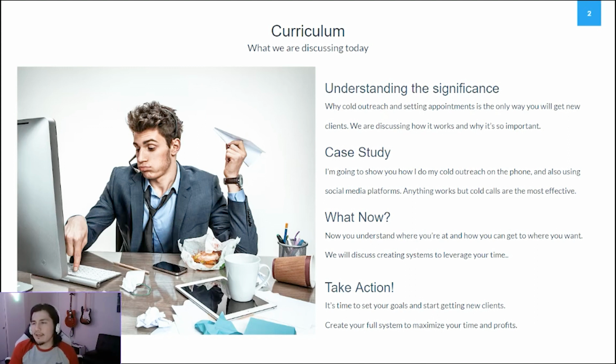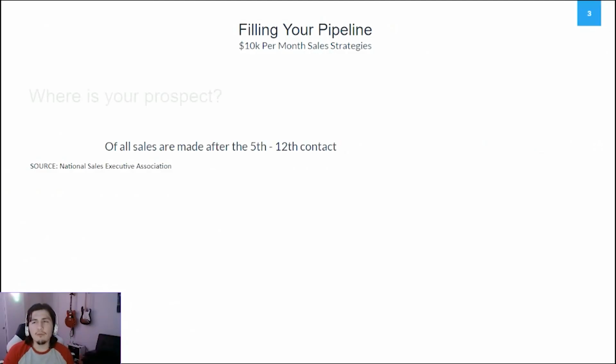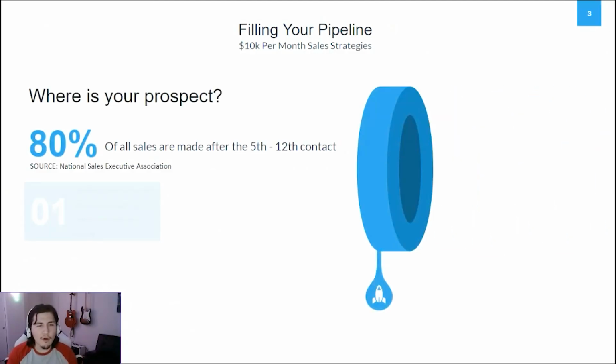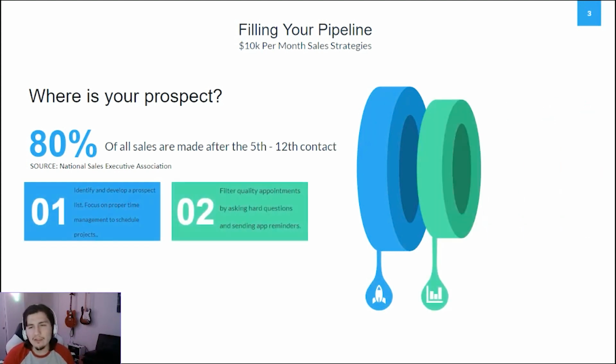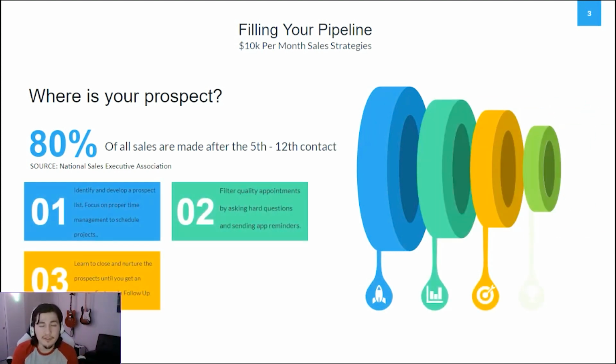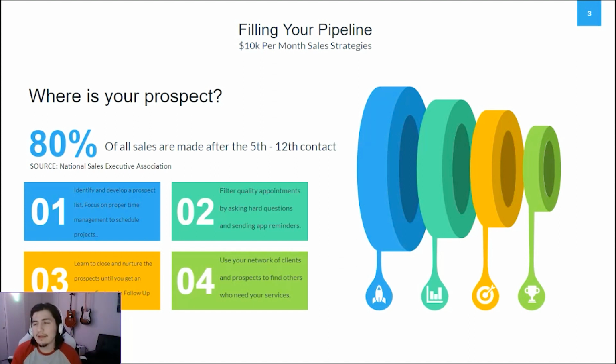And then I'll even take you where you want to go as far as creating systems to leverage your time. And then, of course, lastly, taking action. So again, let's get straight into it. Filling your pipeline: 80% of all sales are made between the 5th and the 12th contact. So think about that for yourself.